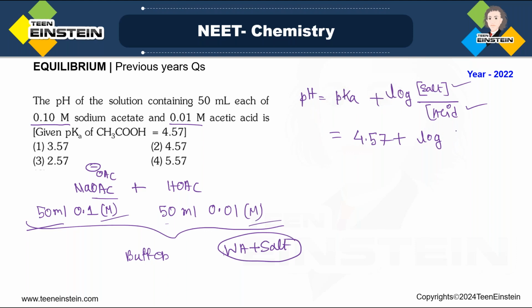So for salt it is 10 to the power minus 1, and for this one it is 10 to the power minus 2. So ultimately it will be log 10. That means 1, so it will be 5.5, and that is present in the last option. Okay.